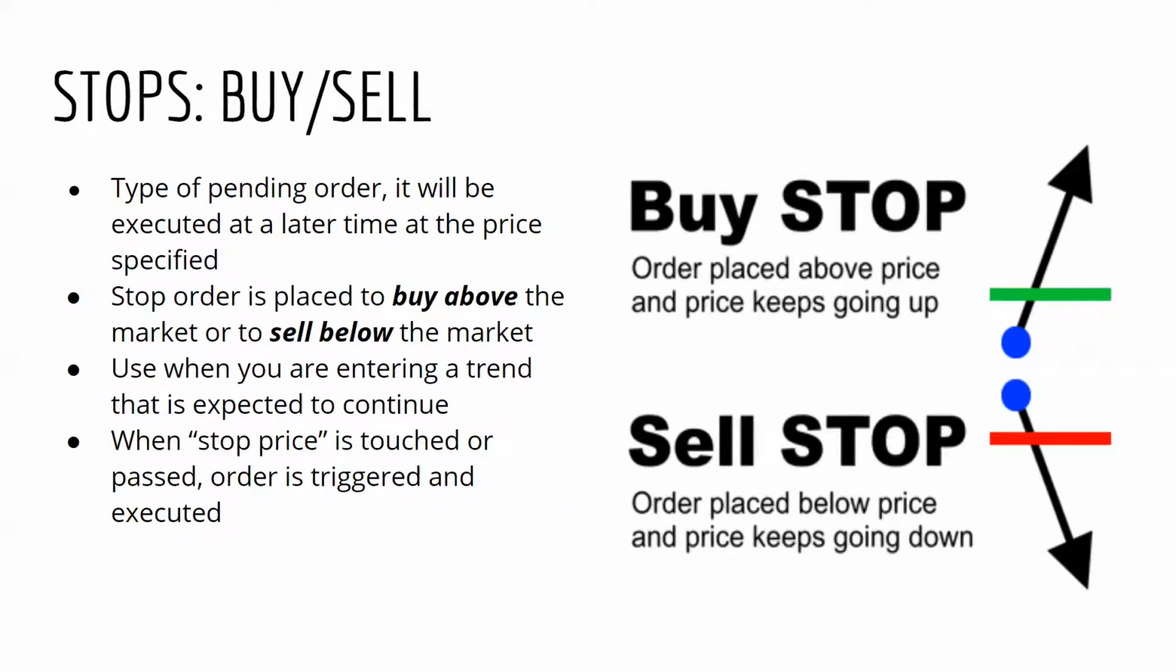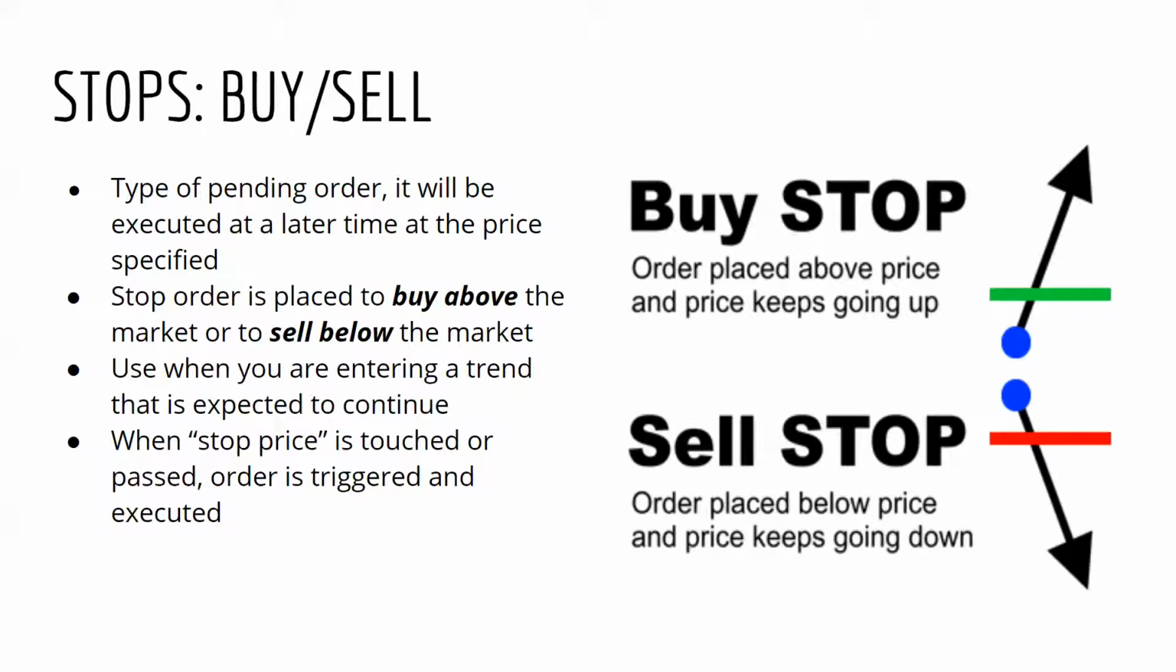So for the stops, the buy and sell stops, it's also another type of pending order. And as before, it will be executed at a later time at the price that's specified. Now, for a stop order, it is placed to buy above the market or sell below the market. You usually use this when you're entering a trend that is expected to continue. When the stop price is touched or passed, the order is triggered and your trade is executed.